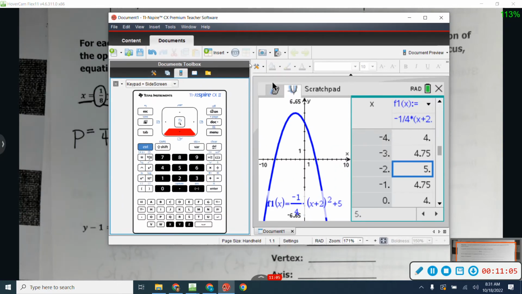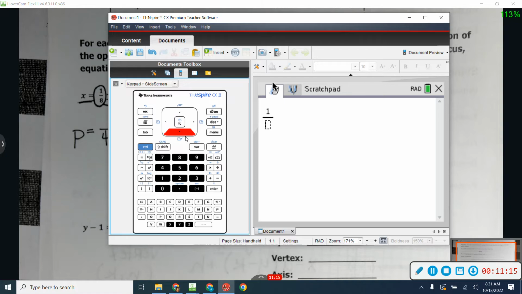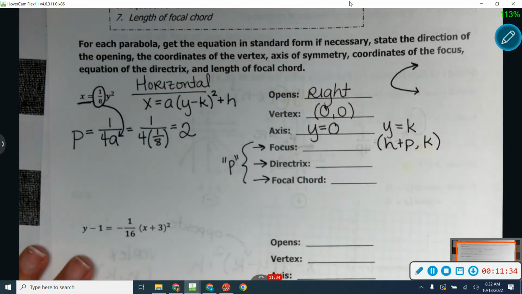If your calculator is not cleared, remember to doc V it, and that will put you in the scratch pad. Control divide gets you your fraction template. So I've got 1 over 4 times, control divide again, 1 over 8. Y'all good typing that in? Okay, that's going to give me 2. So my p is equal to 2.